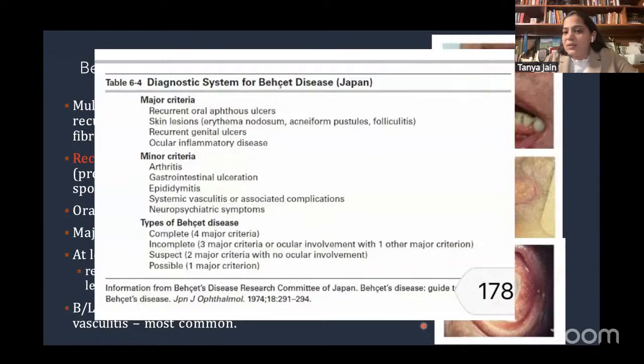So this is the diagnostic criteria for Behçet's disease. Major criteria includes recurrent oral ulcers, skin lesions, recurrent genital ulcers, and ocular inflammatory diseases. These 4 points must be remembered. Apart from that, patient may have GI ulceration, arteritis, systemic vasculitis like this patient had.